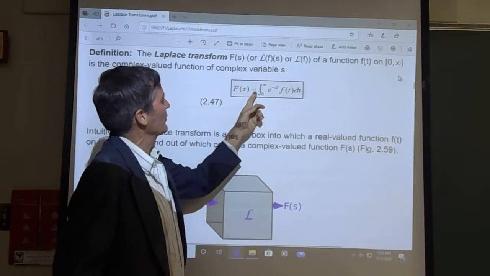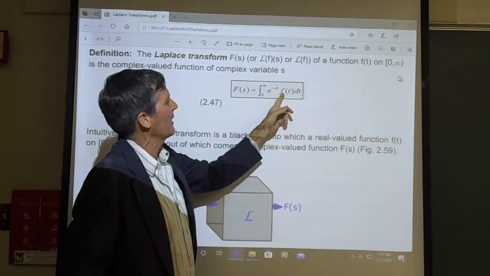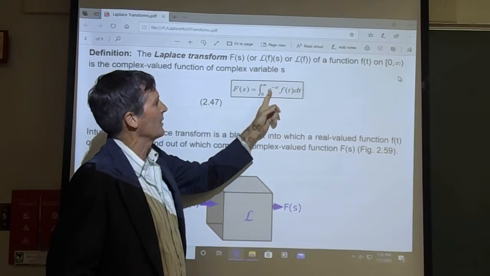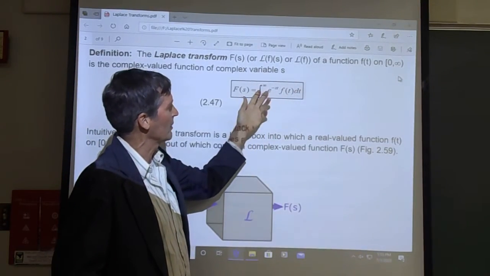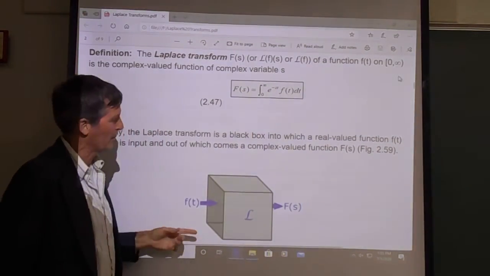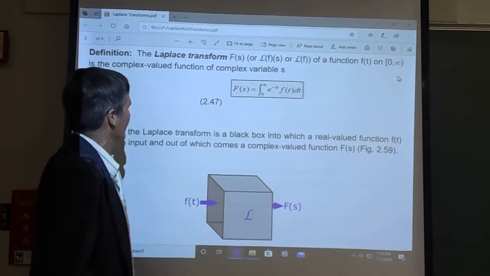The Laplace transform is the integral from 0 to infinity of e to the minus st f of t dt. That gives you out a function of s, right? Because there's an s in here. T goes away because it's the dummy variable. It's evaluated at 0 to infinity. It goes away. And you get out a function of s. So the Laplace transform is like a black box. You throw in a function of t, and you get out another function of s.